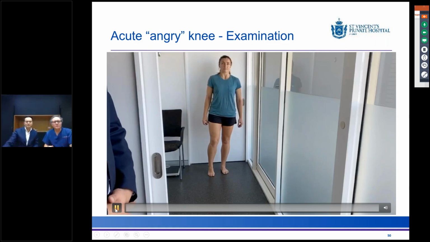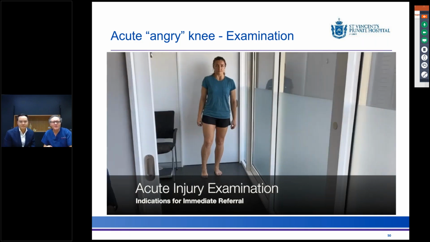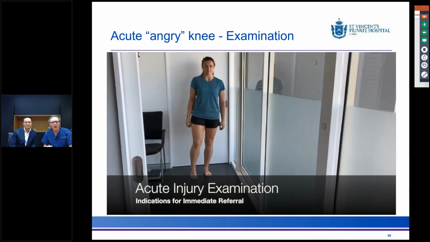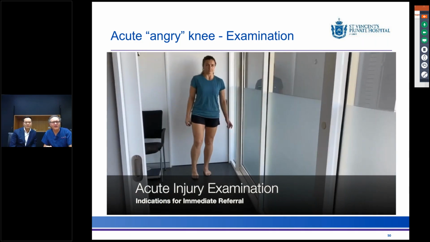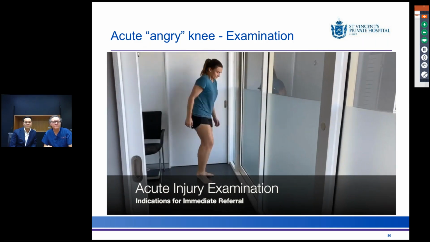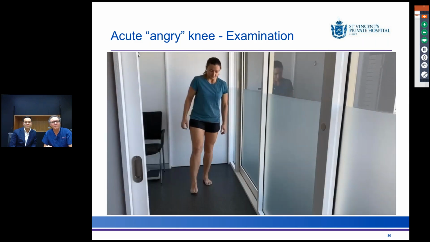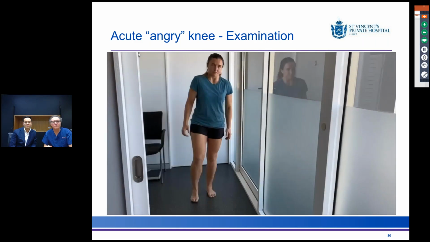So we're looking at this patient here, one of our excellent, outstanding staff from the unit, and we can see that they've got their right knee flexed. They can't straighten it. They're in discomfort. We ask them to walk. They've got an antalgic, painful limp, and they're not particularly comfortable.